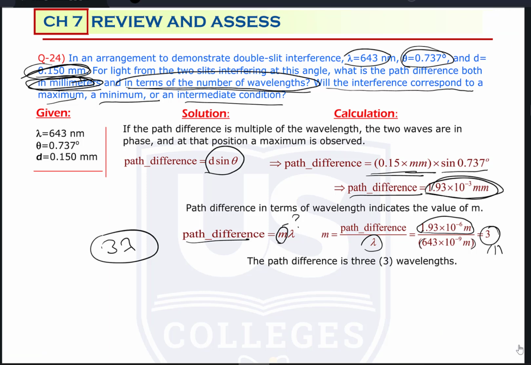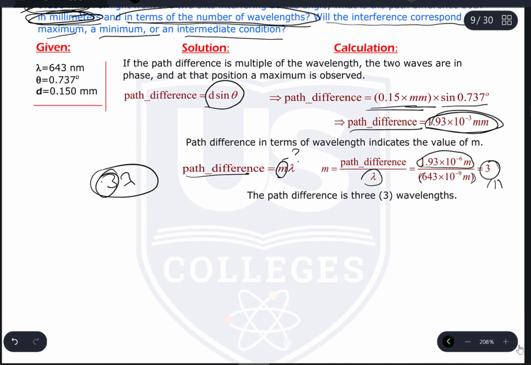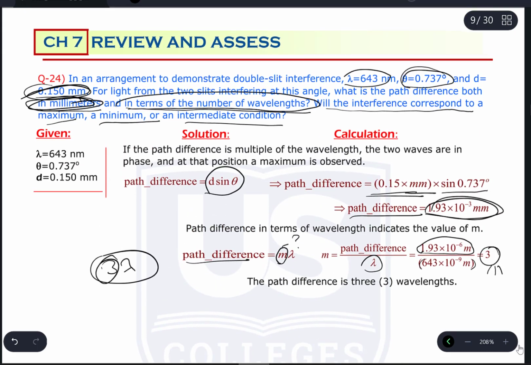In a 3 lambda path length difference, which interference occurs, constructive or destructive? If the path length difference is an integer multiple of lambda, 1 lambda, 2 lambda, 3 lambda, 4 lambda, and so on, constructive interference appears. But if the path length difference is 0.5, 1.5, 2.5, 3.5 lambda, in this case destructive interference occurs. Because it is an integer, it's going to be constructive interference, a maximum condition.